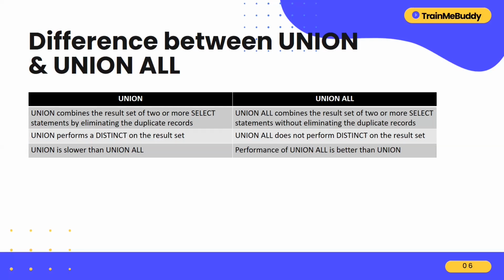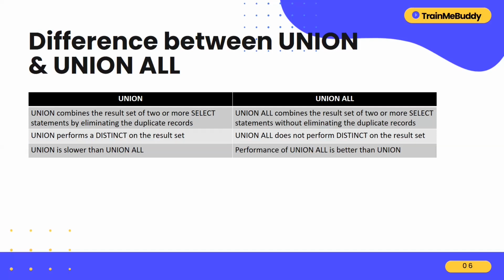So now we know what is union and union all. So let's summarize the difference between union and union all. So as we learned, union combines the result set of two or more select statement, but it eliminates the duplicate. However, the union all combines the result set of two or more select statement like it does for union. However, it does not eliminate the duplicate records between them. Union performs a distinct on the result set, so it is slower than union all. However, union all does not perform the distinct on the result set, so it is faster than union.